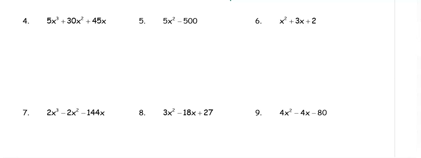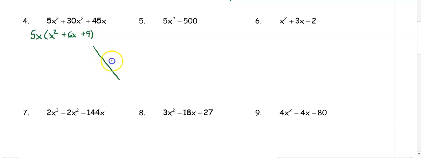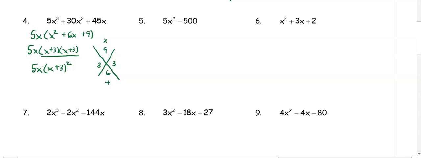In number 4, in order to get our x squared, we need to take out a 5 and an x from each part. So 5x is our GCF. We're left with x squared plus 6x plus 9. So we need to figure out two numbers that multiply to 9 and add to 6. So those are 3 and 3. So we'd have 5x times x plus 3 times x plus 3. Because this is the same quantity, we can rewrite it as 5x times x plus 3 quantity squared.